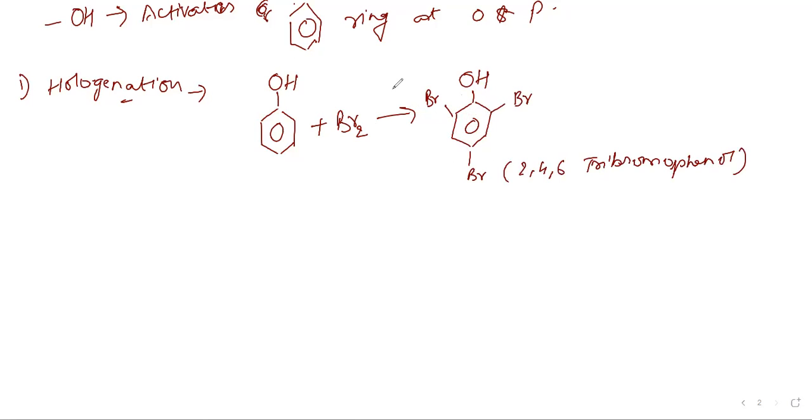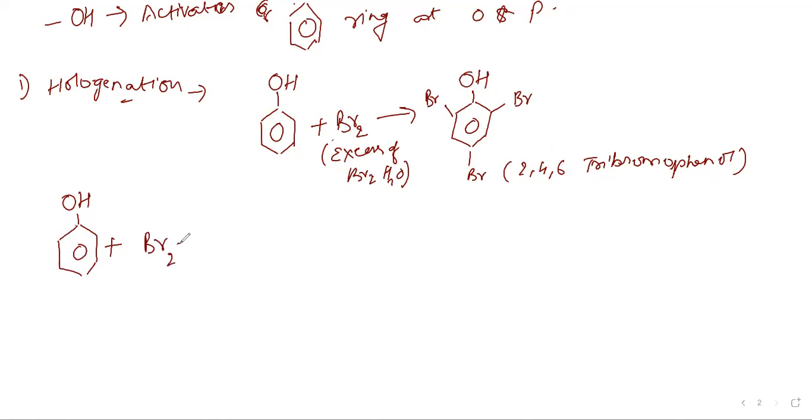Now we have done this reaction with excess of bromine water. And if the same reaction is done with phenol, but instead of water we take some non-polar solvent like carbon disulfide or carbon tetrachloride, then we will not get this 2,4,6-tribromophenol. Instead, we will get the ortho and para products separately. Let's look at that also.